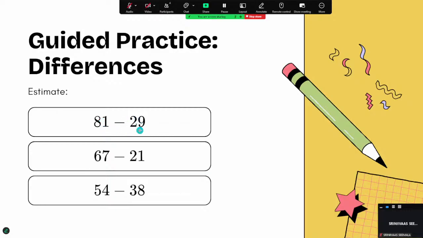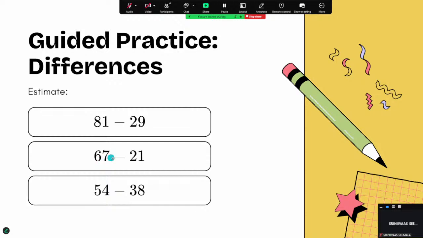81 minus 29. So first we round 81, and since the ones place is 4 or less, we round down. So 81 becomes 80. And then 29, we round 29 up to 30. So 80 minus 30 equals 50.